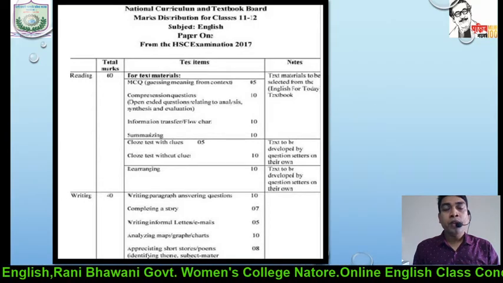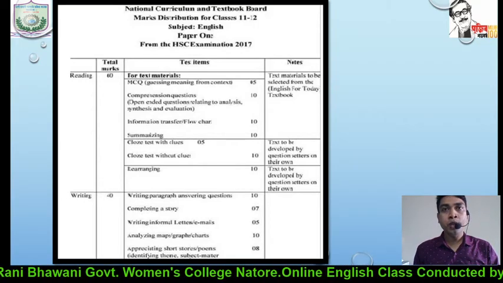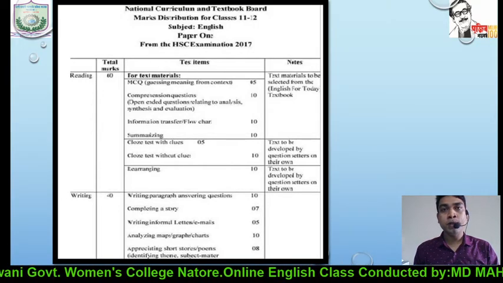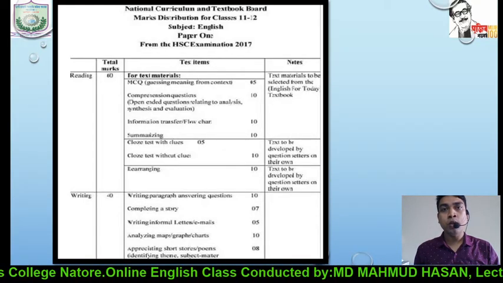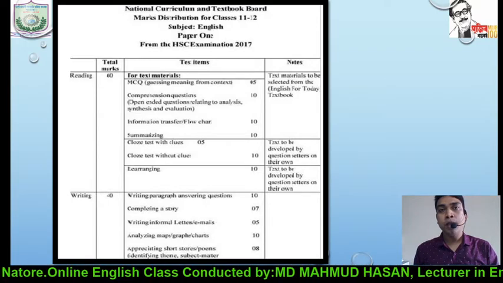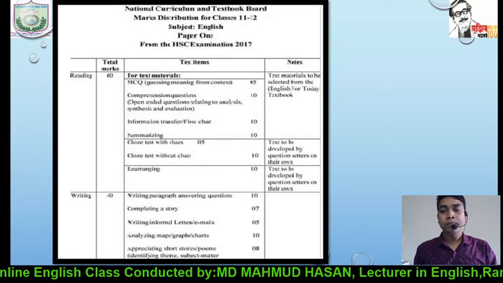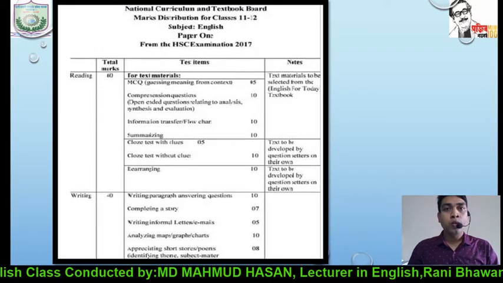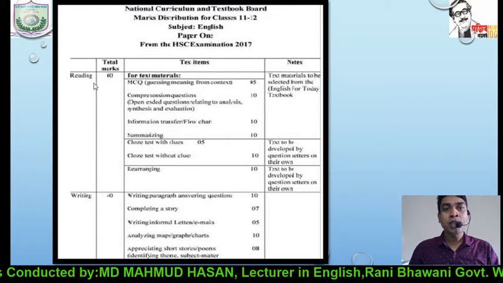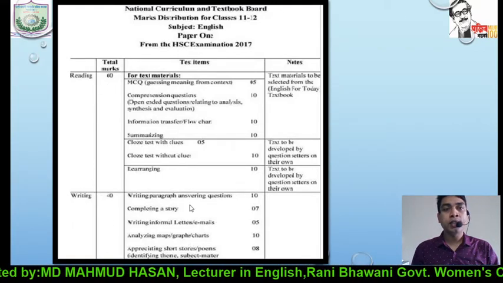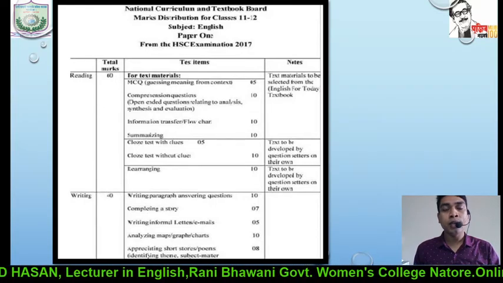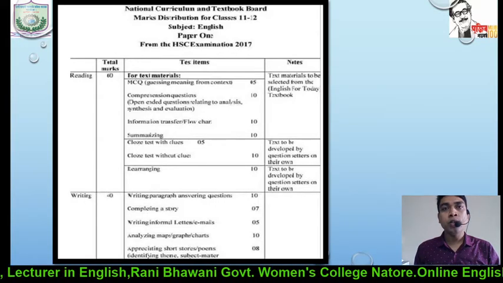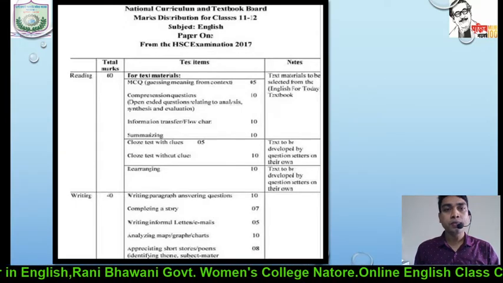You know, English is divided into two parts, first part and second part, that is paper 1 and paper 2. Each paper will cover 100 marks. And for paper 1, we have two parts, reading test and writing test. In the reading test, you need to answer 60 marks, and in the writing test, you need to answer 40 marks.